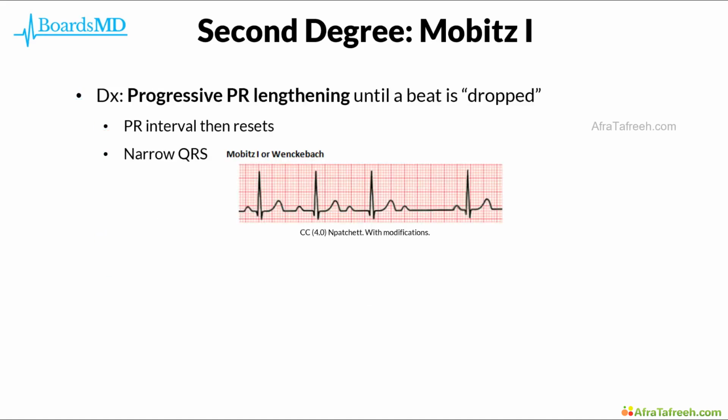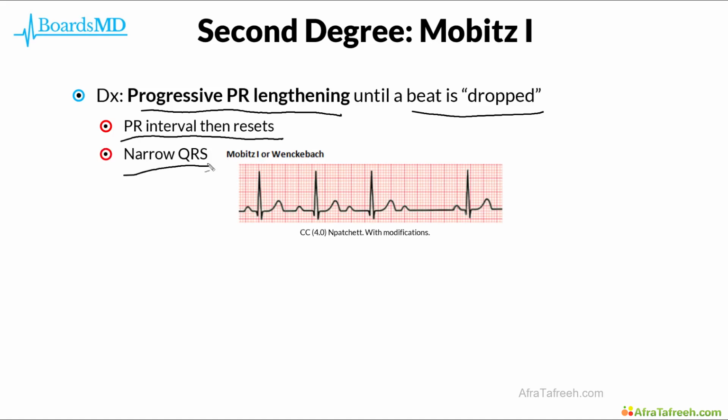In Mobitz type 1 on EKG, classically this EKG is going to show progressive PR lengthening until a beat is dropped. The PR interval will then reset to its original length. These patients typically will also have a narrow QRS complex.